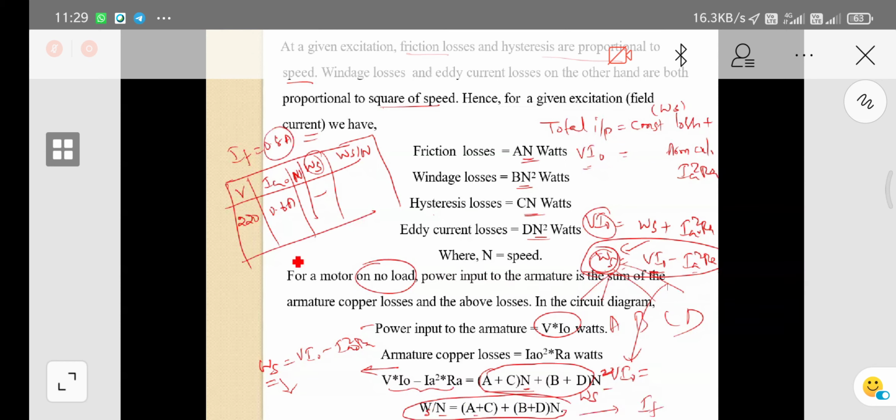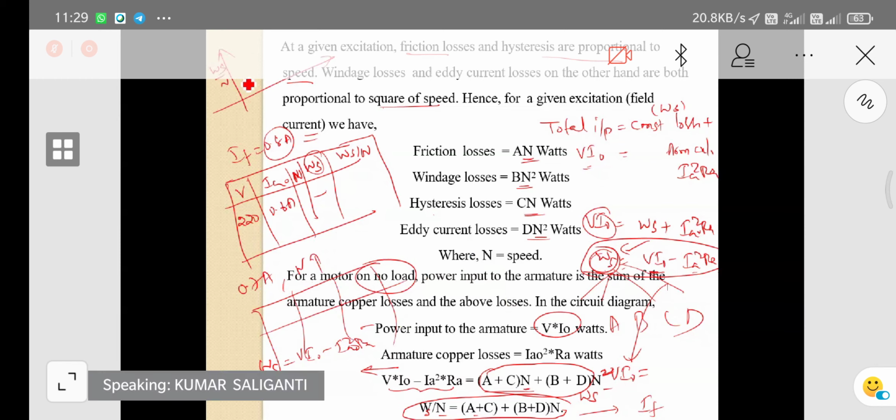Suppose you reduce the field current from 0.8 to 0.7, the speed has to increase, so the values change again. Then you can get the curve: Ws by N versus N. One line is for the rated field current and the other is for the reduced field current.